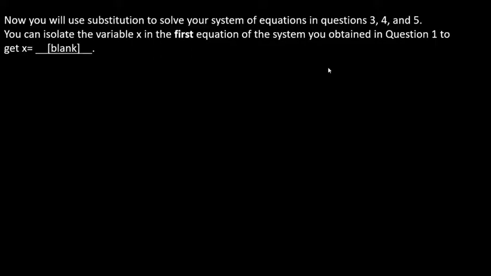Let's keep going. Now you will use substitution to solve your system of equations in questions 3, 4, and 5. You can isolate the variable x in the first equation of the system you attained in question 1 to get x equals what? Okay, so ignore this line. We don't really need it yet. But we say we can isolate the variable x in the first equation of the system in question 1 to get what?